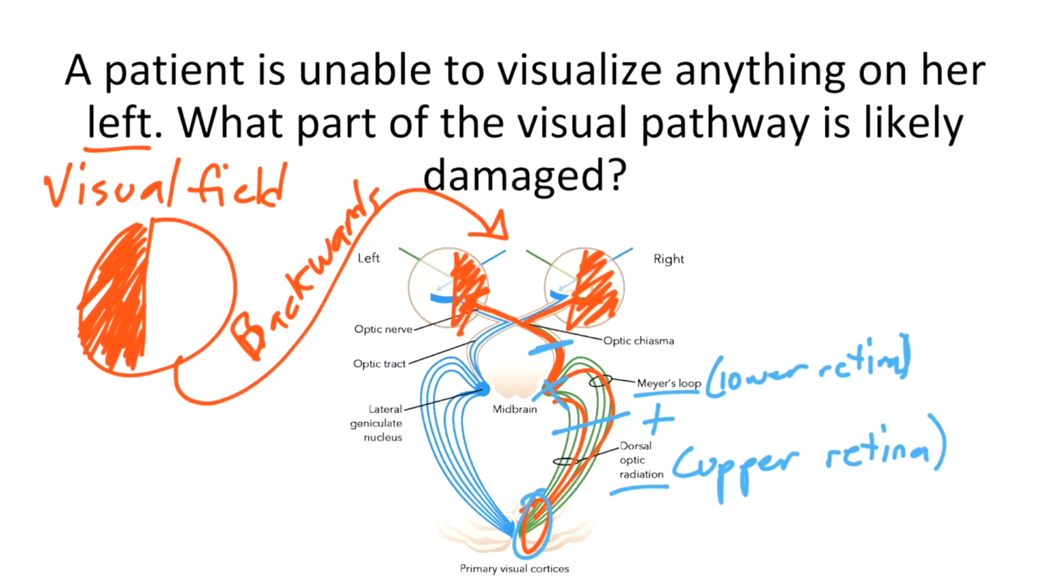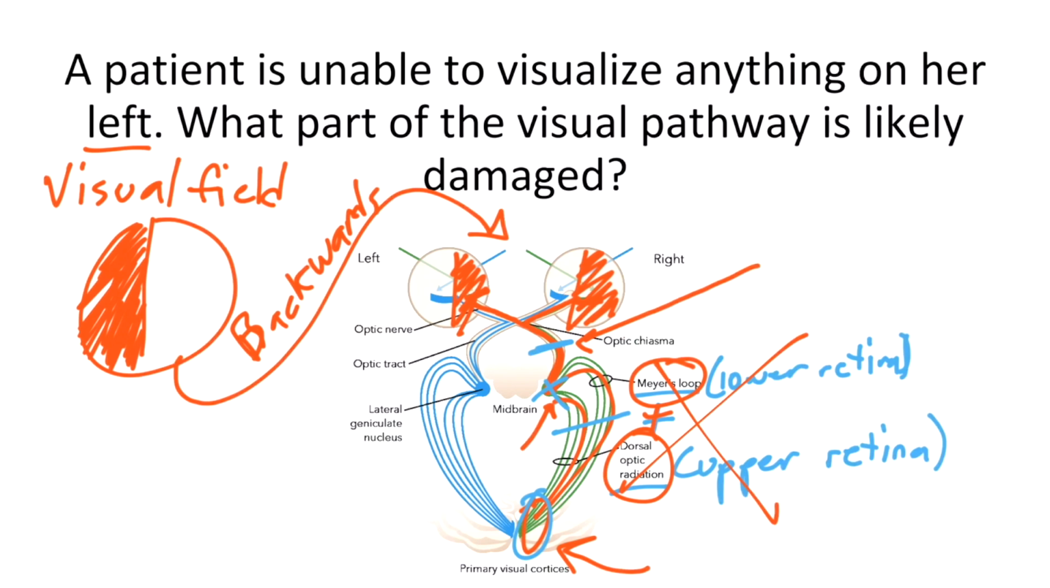So it's not very likely that it would be the lateral geniculate nucleus. Just to damage that is difficult, it's not very common. And to damage the Meyer's loop plus the dorsal optic radiation at the same time is not really likely, so we're not thinking it's the dorsal optic radiations. But it could be the primary visual cortex, or it could be the optic tract. So without more information, you can't really determine that. But we can safely say that we think it's one of these two.